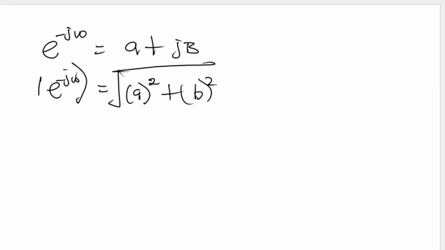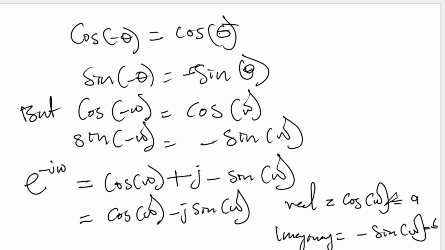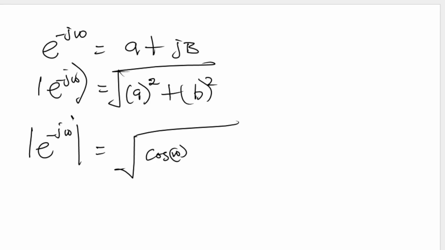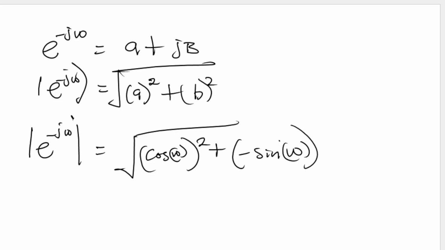Cos and sine, right? So from what we have here, we can represent A, which is our real part, as cos W, and we also have our imaginary part, which is B, as minus sine W. So in place of A and B, we can represent cos W and minus sine W. So we simply have that the magnitude of our Euler's method, which is minus JW, will now be equal to the square root of A, remember, A is cos W, all square, plus minus sine W, also all square.